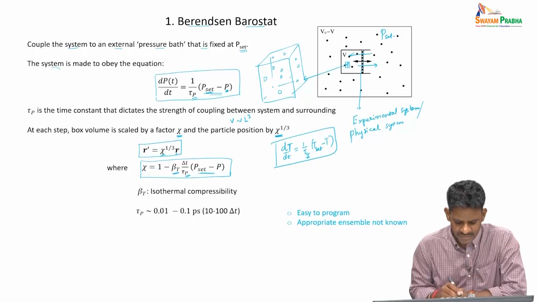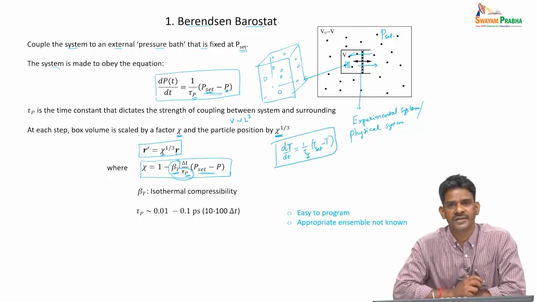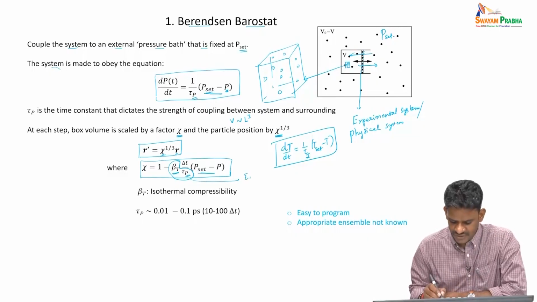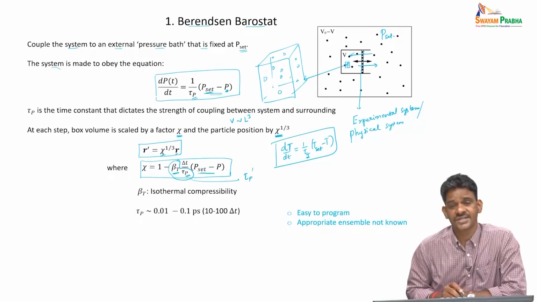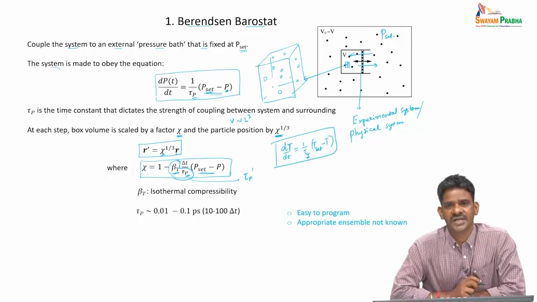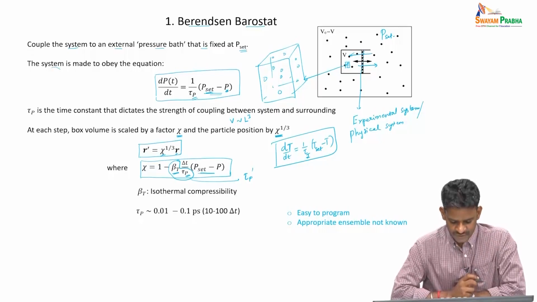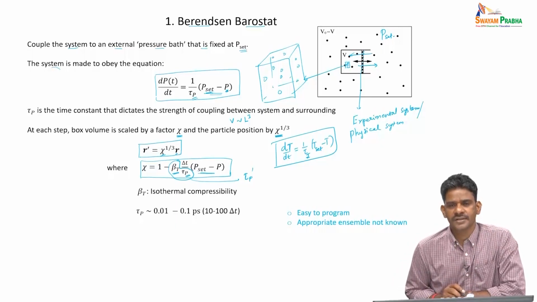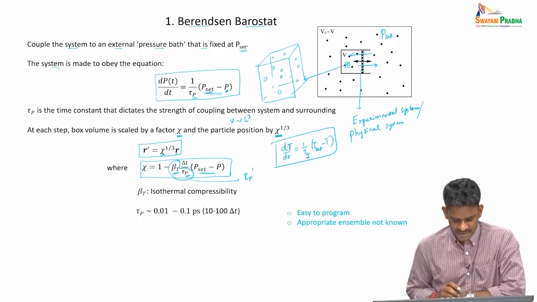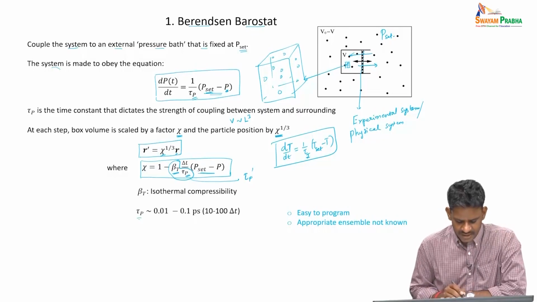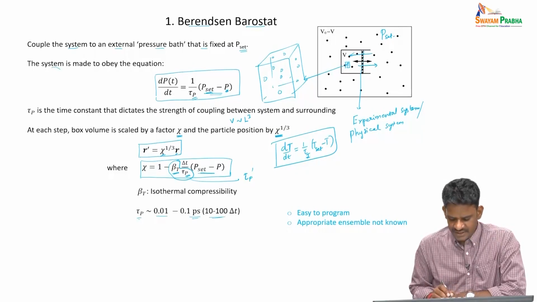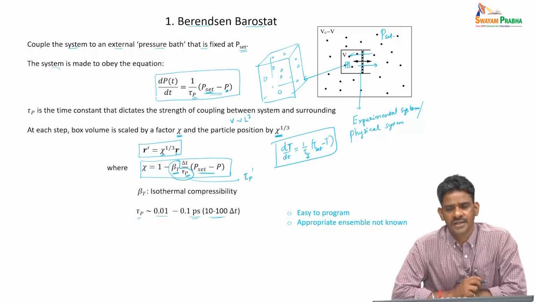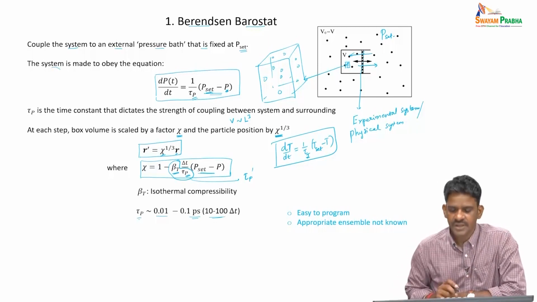Suppose you do not know this parameter, we can group this isothermal compressibility and this time constant tau p together, and then you can define an effective time constant tau p prime. So, it is not necessary to know what the isothermal compressibility of the system that we are simulating is. If it is known, it is a little better. And simulations with water at constant pressure suggest that the time constant typically goes between 0.01 picoseconds to 0.1 picosecond. So, that roughly translates to some 10 to 100 time steps, with which the pressure will settle to P set.